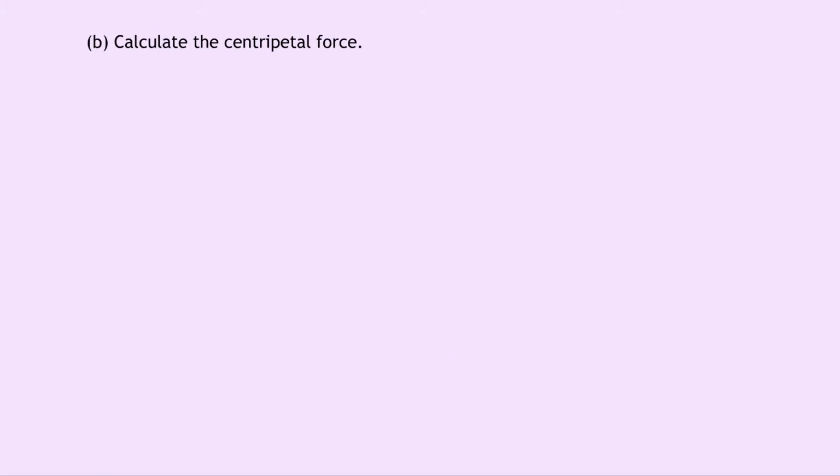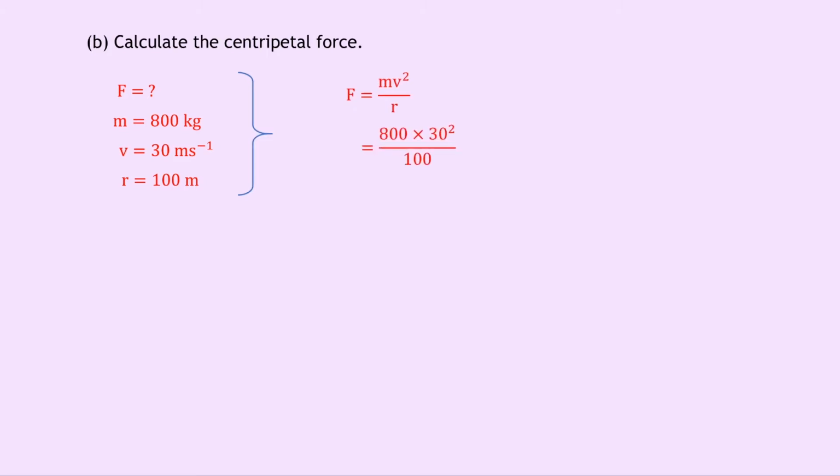Part B says to calculate the centripetal force. So writing down what we know from the question again, we're trying to find the force F. We know that the mass is 800 kilograms, the linear velocity is 30 meters per second and the radius is 100 meters. So writing down our equation for centripetal force, we have F equals mv squared over r, and substituting in the numbers, this equals 800 times 30 squared divided by 100, which is equal to 7,200 newtons.